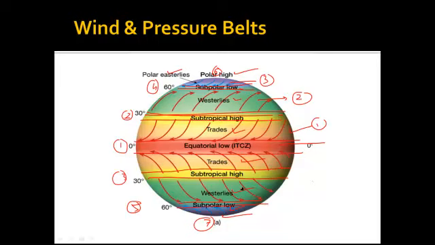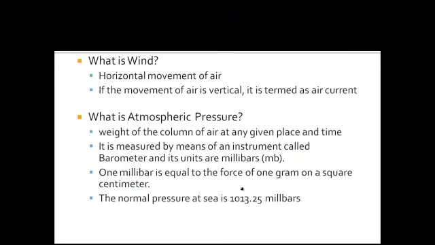But before discussing the origin of the wind belts and the pressure belts, let's talk about the basics of wind and pressure. What is wind and what is pressure? Here you can see what a wind is. You are very well aware that horizontal movement of air is termed wind. And what is air? It's a mixture of various gases. On the other hand, if the air moves vertically, then it is termed an air current.